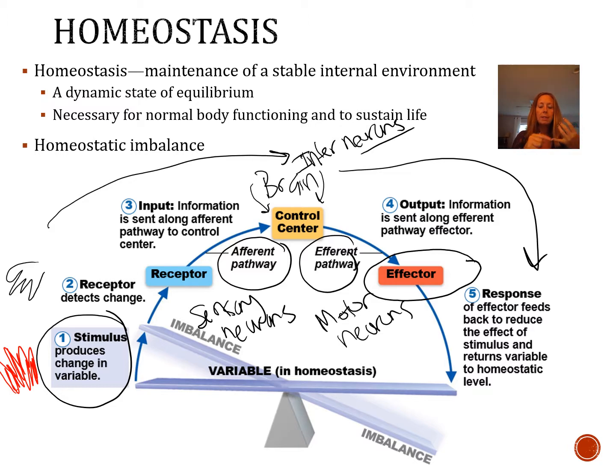Okay, so stimulus is sensed by the receptor. We go up an afferent pathway to our control center. We go down an efferent pathway to our effector, and it causes us to move. That's homeostasis. That's how we maintain homeostasis. All right. A disturbance in homeostasis results in a disease.